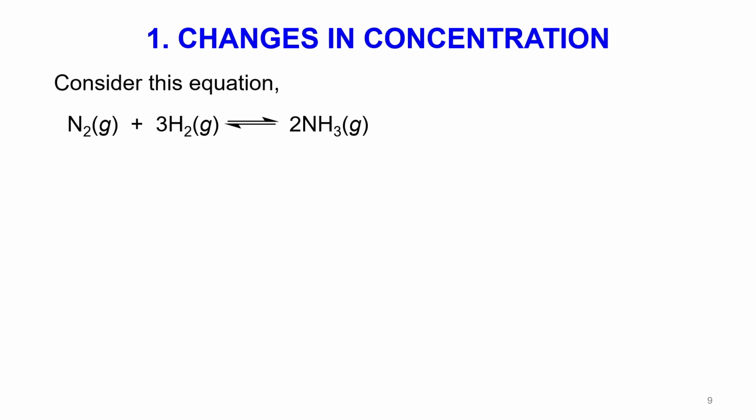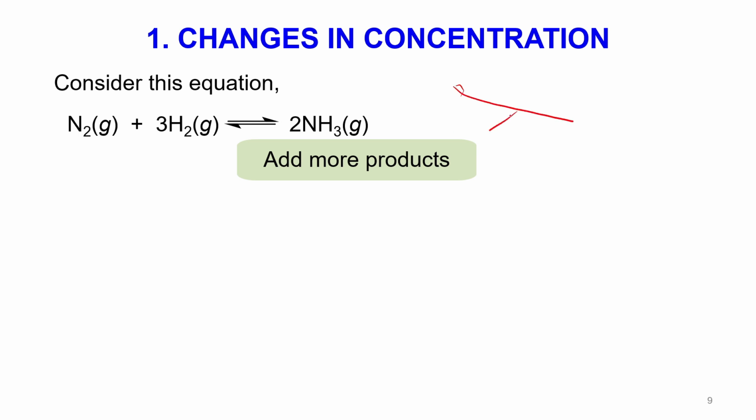So the changes in concentration. Okay, perubahan di dalam kepekatan. So let's consider this equation. The equation is between nitrogen gas and hydrogen gas producing ammonia, NH3. So when we add more product, okay, bila kita masukkan lebih banyak produk, dia akan condong ke sebelah kanan. Kalau mengikut analogi seesaw, dia akan condong ke sebelah kanan. Bila kita masukkan lebih banyak ammonia di sini.